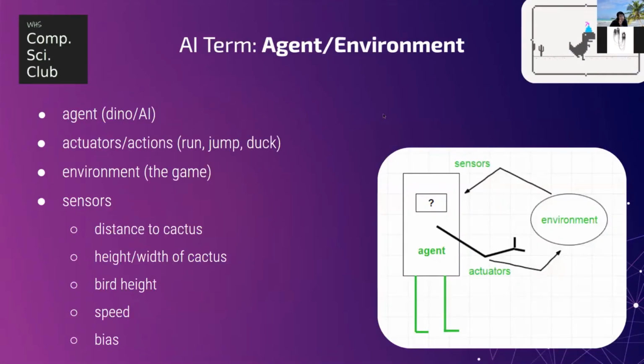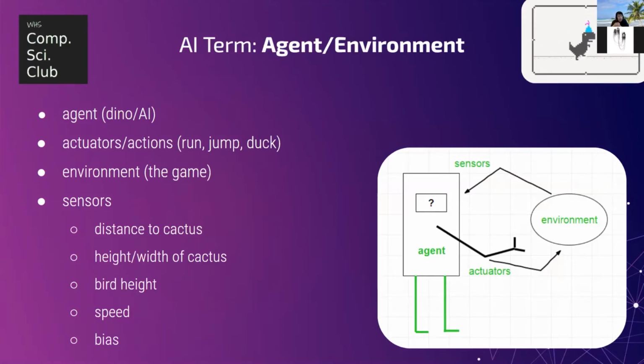So with agent and environment, that's first. Whenever we refer to the agent, we're referring to the Dino or the AI. The agent is normally the main character. So in our game, the main character, who we control, that's the little dino, right?